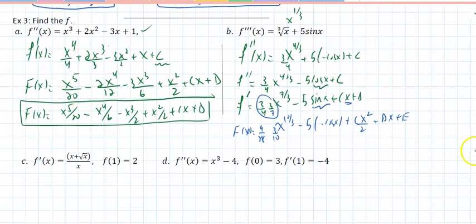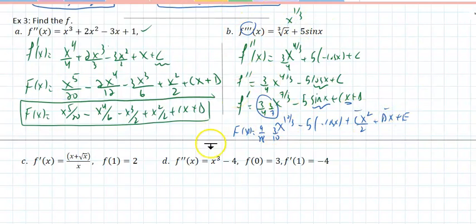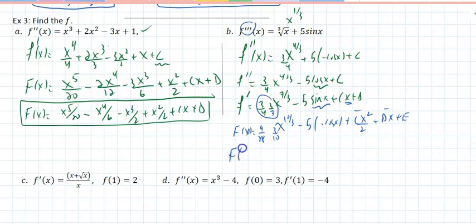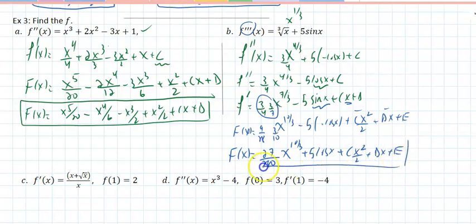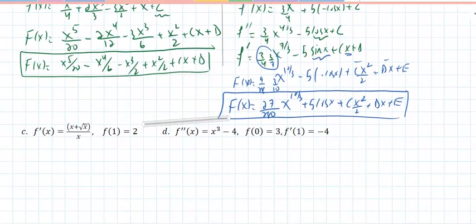So every time I take an antiderivative, when I take three antiderivatives, I should know I'm going to have three constants to deal with. So I could say this function is 27/280 x to the 10/3 plus 5 the cosine of x plus cx squared over 2 plus dx plus e. Again, kind of long, not that hard. And what if they gave me initial conditions? That means I could figure out what those variables are.